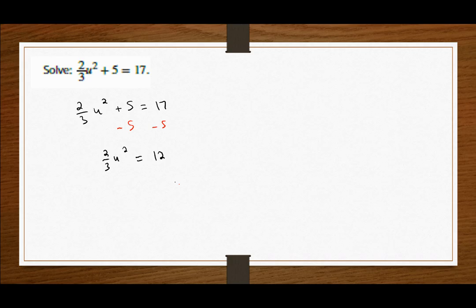I haven't quite fully isolated my square term by doing this just yet. I still have a coefficient that is a fraction. We could either divide each side by 2/3, but if you recall your computations with fractions, you'll recall that multiplying by the reciprocal and division by a fraction are really the same process. So I can remove the coefficient here by finding the product. We get u squared is equal to 18.